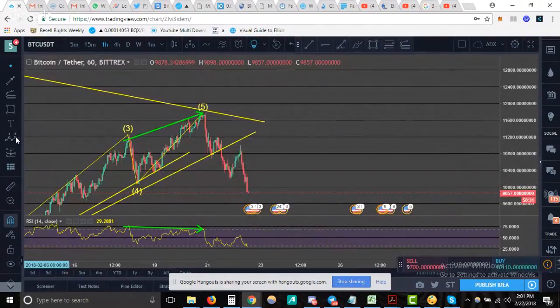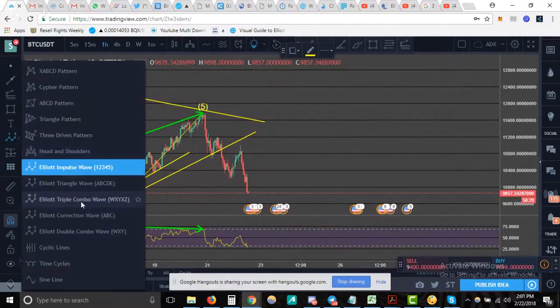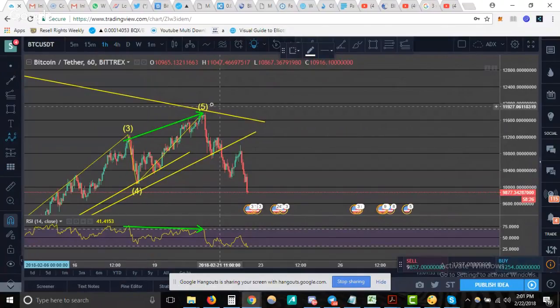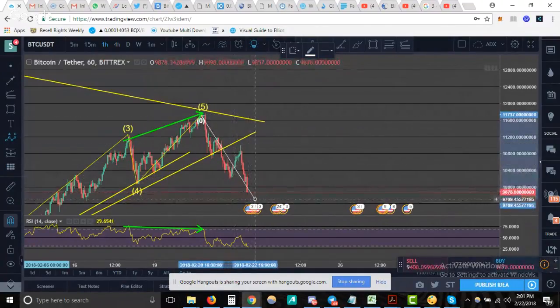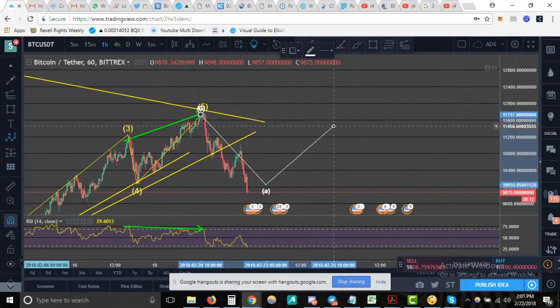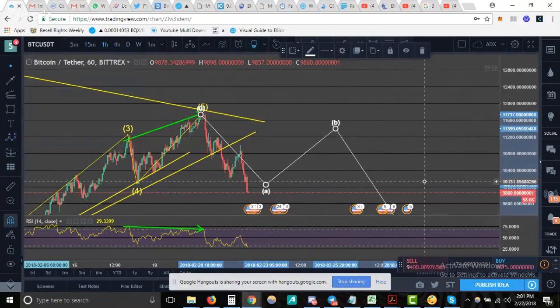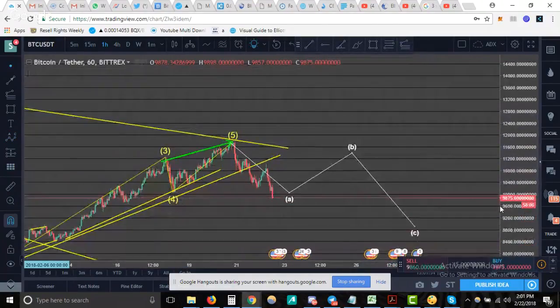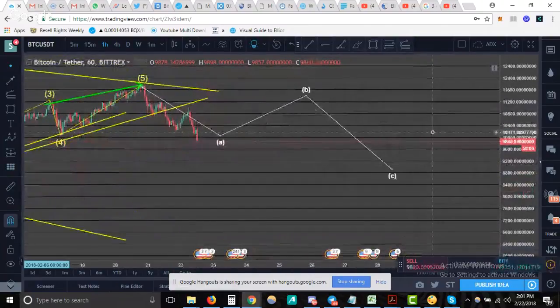What we expect to see here now is, let me bring my A. From here now, we have A. Most times you have the A around your wave 4. A, B, and C. This is what we expect to see.